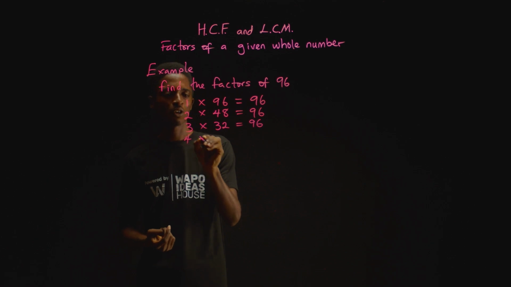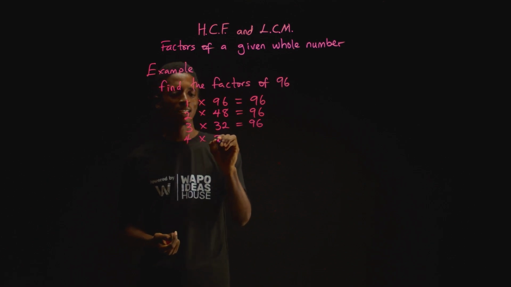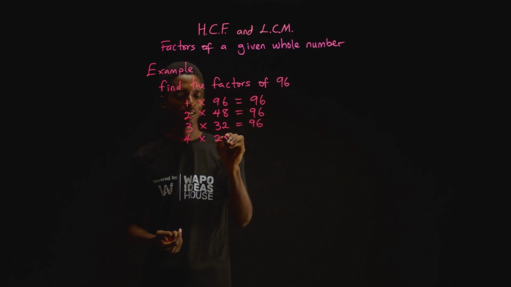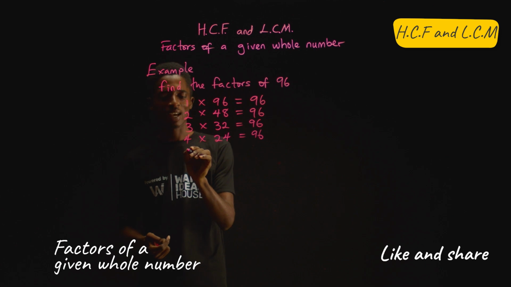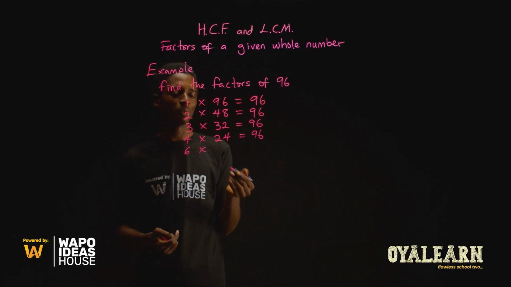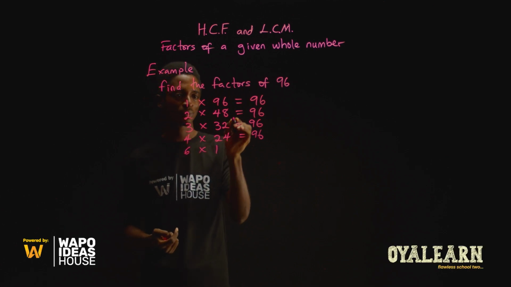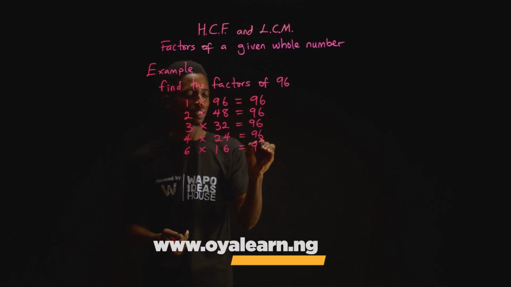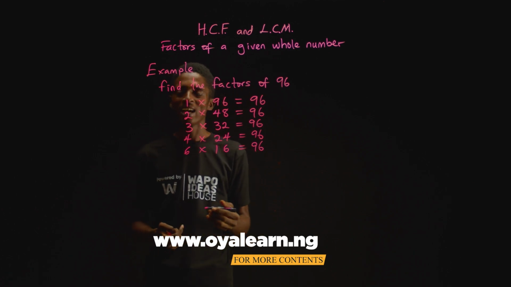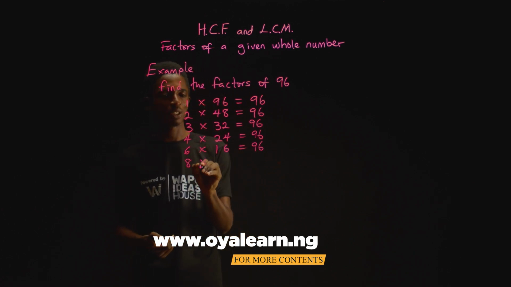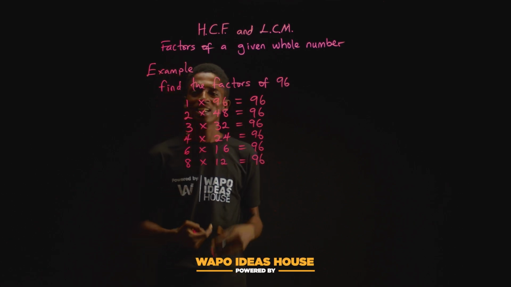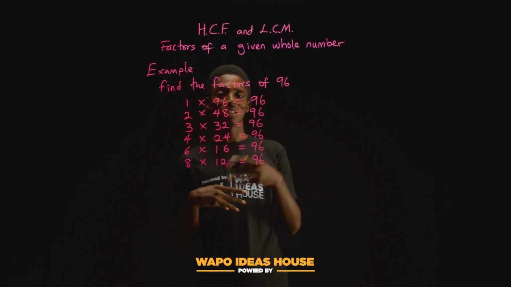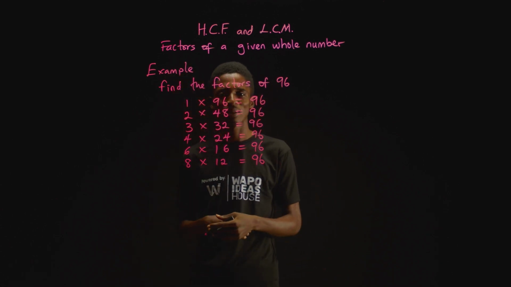Then we have 4, which is multiplied by 24 to give us 96. Then we have 6, which is multiplied by 16 to give us 96. And then we have 8 multiplied by 12 to give us 96. These are numbers that multiply into each other to give us 96, which you would have gotten by now.